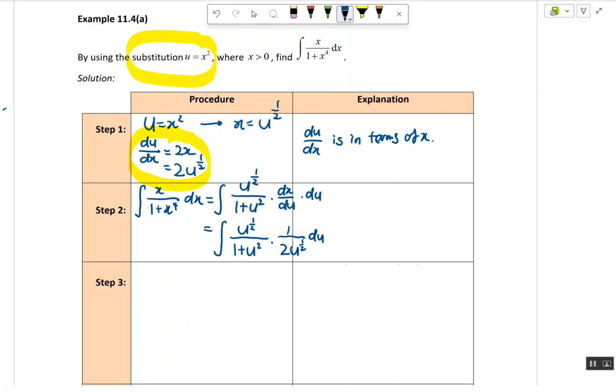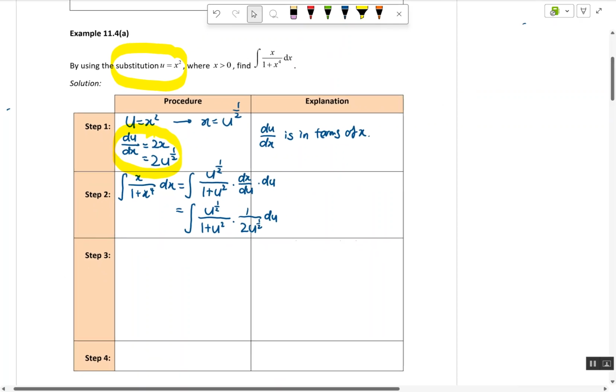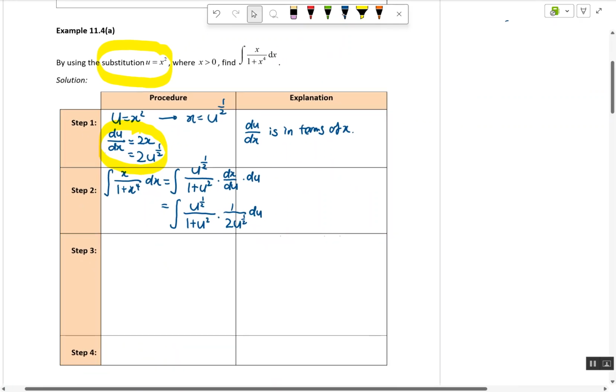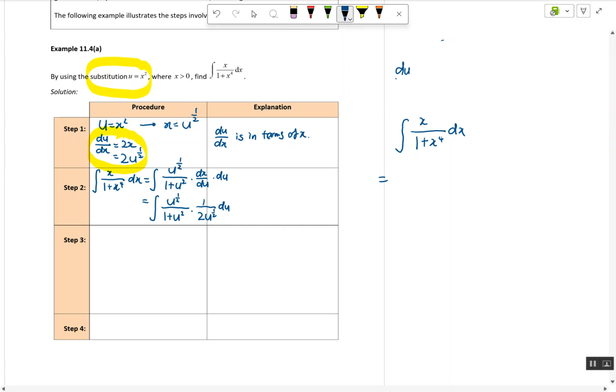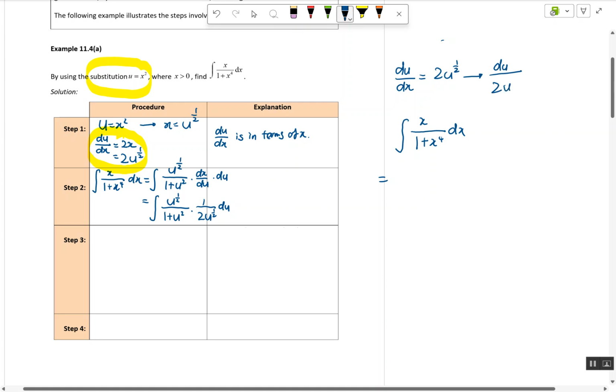Okay? If you find it hard to remember what your dx du is, I'm going to introduce you to a cheat code on how to do this. Which is here. Look here. But this method is not generally accepted in the marking scheme. 1 over 1 plus x to the power of 4 dx is equal to, now before that, I've already differentiated the u. Du dx is equal to 2u to the power of half. I make dx the subject. Cross multiply. Du over 2u to the power of half is equal to dx.